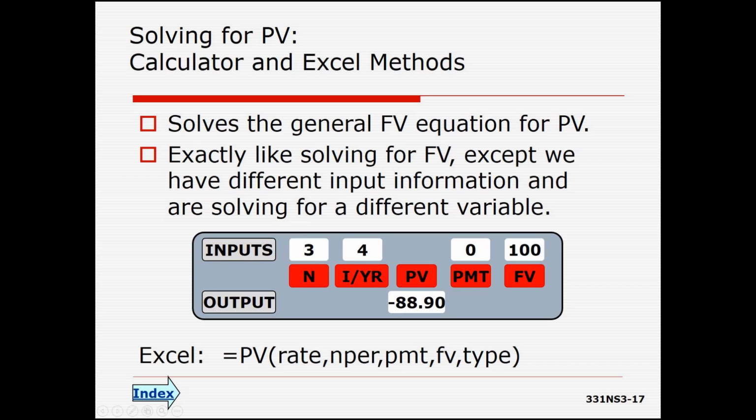In your calculator, use the same technique as we used for future value. Enter 4 values and solve for the 5th. N is equal to 3, IY is 4, payment is 0, future value is 100, it's positive, it's an inflow, compute PV. The comparable Excel function is also shown.